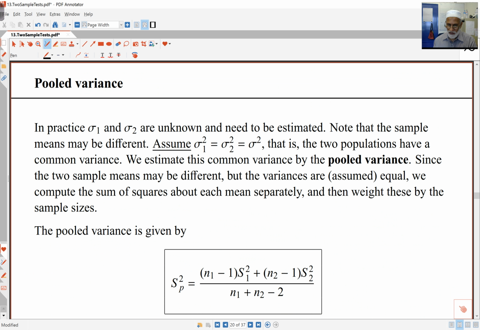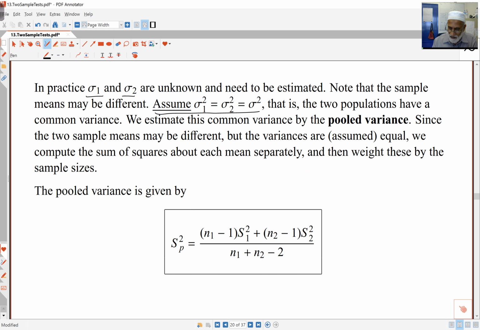Now, usually the standard deviations are unknown and have to be estimated. Now, the sample means may be different, as we saw earlier. I'm going to assume the variances are the same. You'll find packages do this test without this assumption, but I'll always assume here that the variances are equal. There's lots of ideas and criticism on this. Many people say that if the variances aren't the same, you shouldn't compare the means of populations. I won't go into the argument there, but we're going to assume that the variances are equal. If that's the case, how do I estimate the variance?